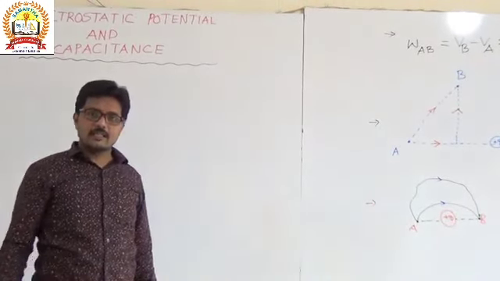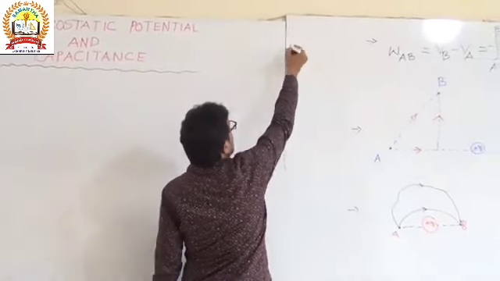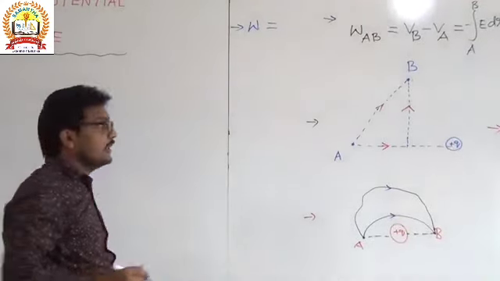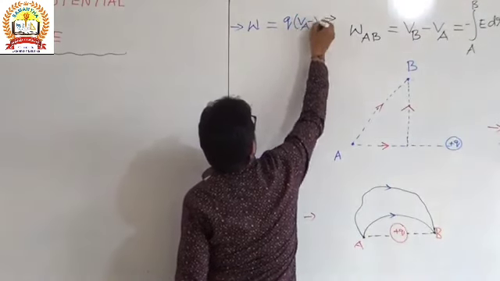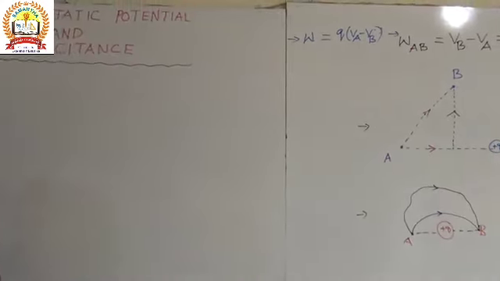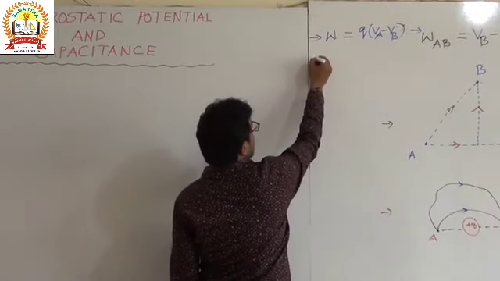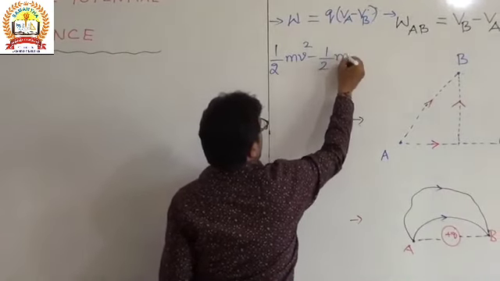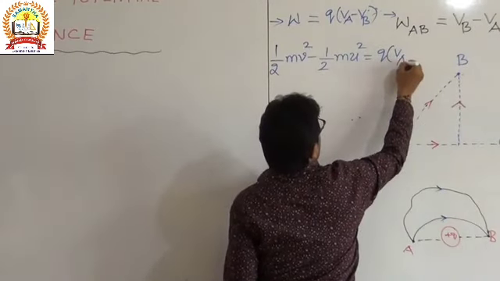And when the charged particle is accelerating, then according to the work energy theorem, the work done by the forces is equal to the change in energy, and here the energy is Q of VA minus VB, the potential difference between the points A and B. So according to the work energy theorem, the work done by the force is equal to Q of VA minus VB, and the work done is equal to the change in kinetic energy: half mv square minus half mu square is equal to Q of VA minus VB.